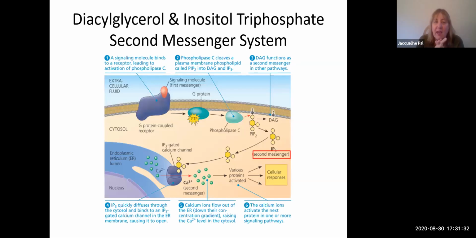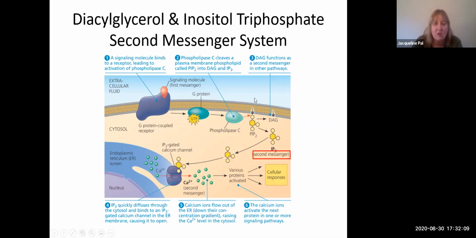So let's look at this system in detail. Here we have our first messenger, our hormone, binding to its transmembrane receptor. Okay, that is the hormone receptor. This is the target cell. When the hormone is bound to it, that is going to activate a G protein. And then the G protein is what activates phospholipase C. Okay, so remember, the G protein always activates an enzyme, which in this messenger system is phospholipase C.